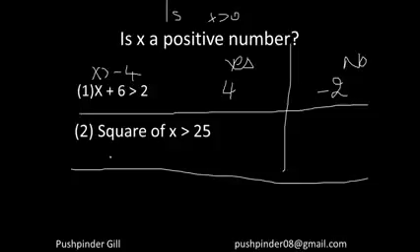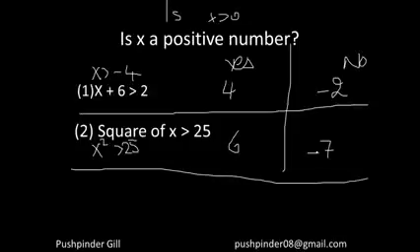Now, square of x is greater than 25. Pick up a value where square of x is greater than 25. x is equal to 6. If x is equal to 6, square of 6 is greater than 25. Is x a positive number? Yes, it's a positive number. It's satisfying the statement. Pick up another value, x equal to minus 7. If I pick up minus 7, is the square greater than 25? Yes, it is. Is x a positive number? No. So I have a yes and I have a no. That means the statement is not sufficient.